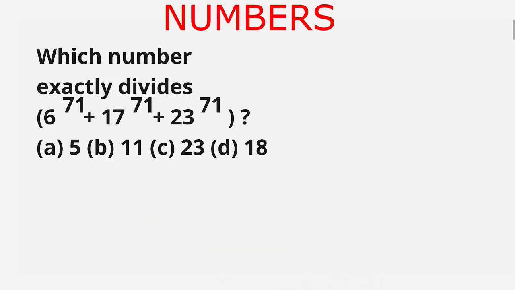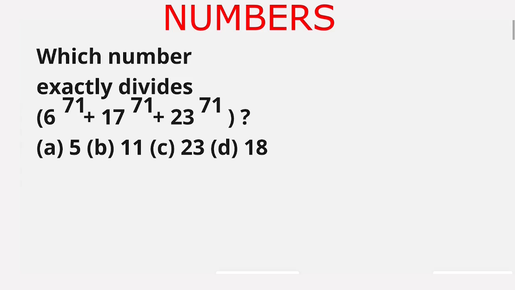On observing the numbers, we find that 6 plus 17 is 23, and another number is 23. So 23 is common after making the pairs. One pair is 6 and 17 and other is 23. 6 plus 17 will give one factor as 23 and another is 23. So 23 will be the common factor out of it. And from the given options, our answer will be option C, 23.